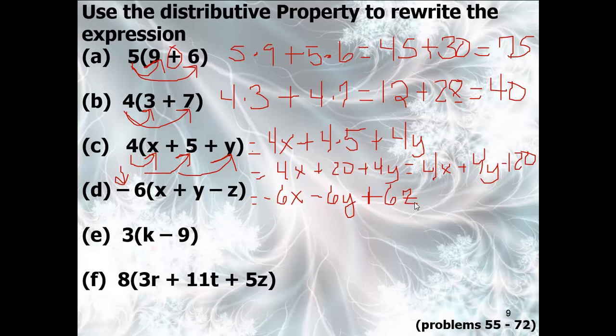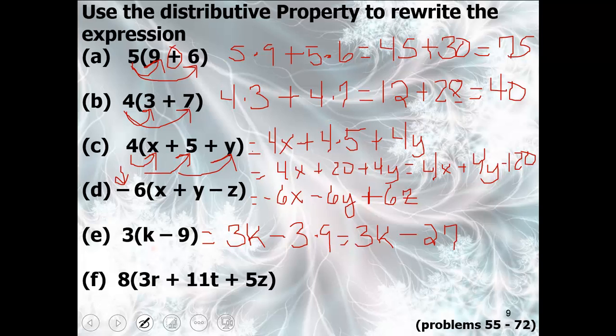E, 3 times k minus 3 times 9. So I get 3k minus 27. Why don't you try F and then come back and see if you got it right.